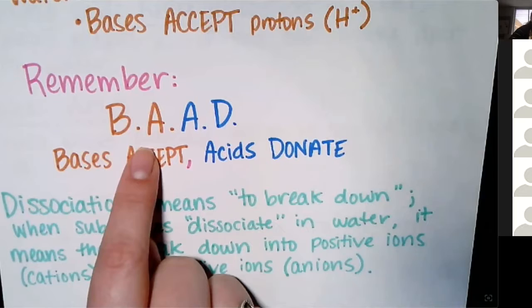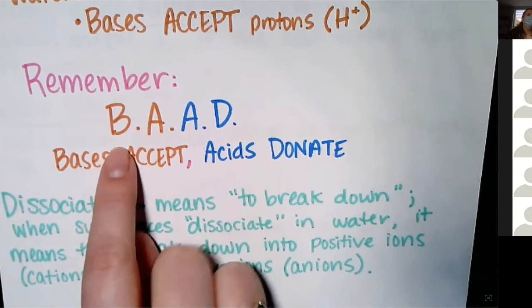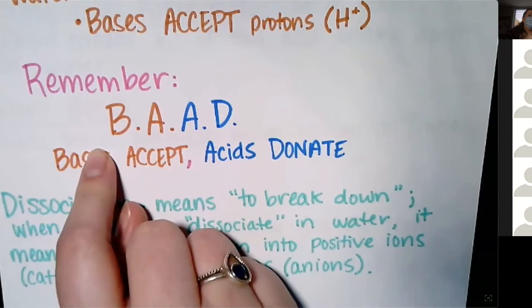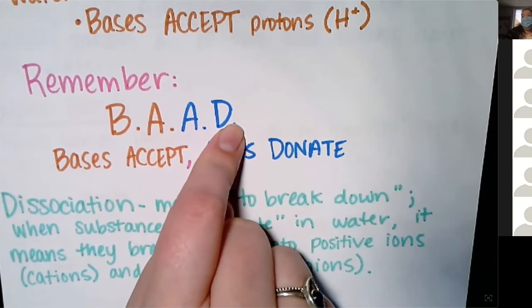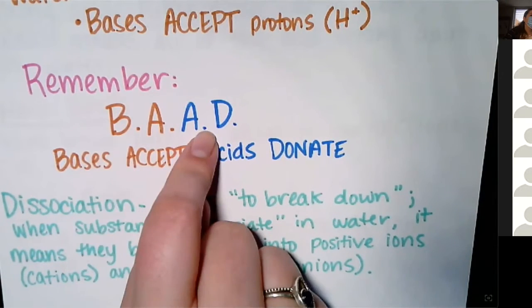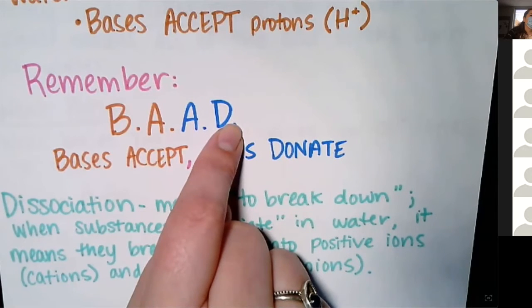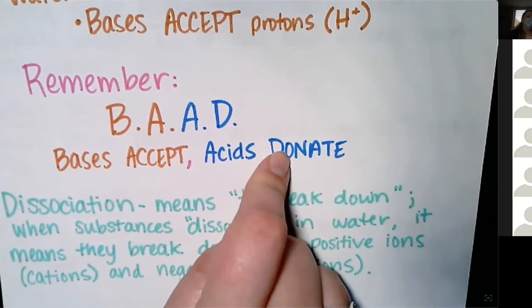Remember, y'all are bad. Real bad. So BAAD, bad. Bases accept, acids donate. If you get a question that says, which type of substance donates protons? If you can remember bad, bases accept, but acids donate. So bases take in protons and acids donate protons.